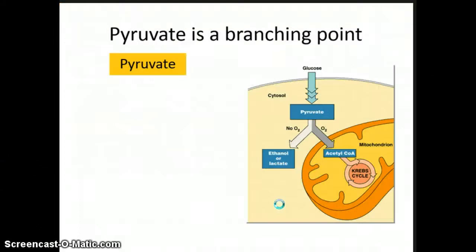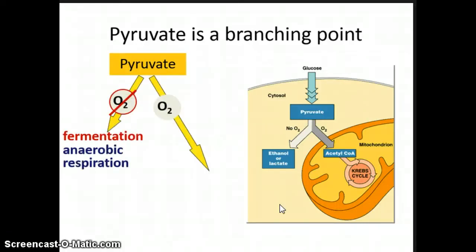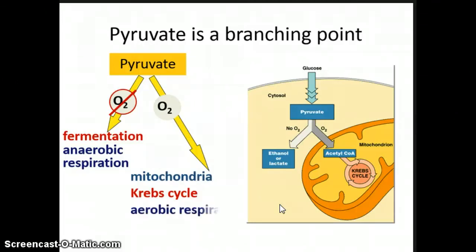So we have glycolysis occurring and producing pyruvate, whether there's oxygen present or not. And what happens to pyruvate is then determined by whether oxygen is there. If there's no oxygen, the cell is going to start the process of fermentation or anaerobic respiration. And if there is oxygen, then the pyruvate will enter the mitochondrion and the Krebs cycle will perform aerobic respiration.